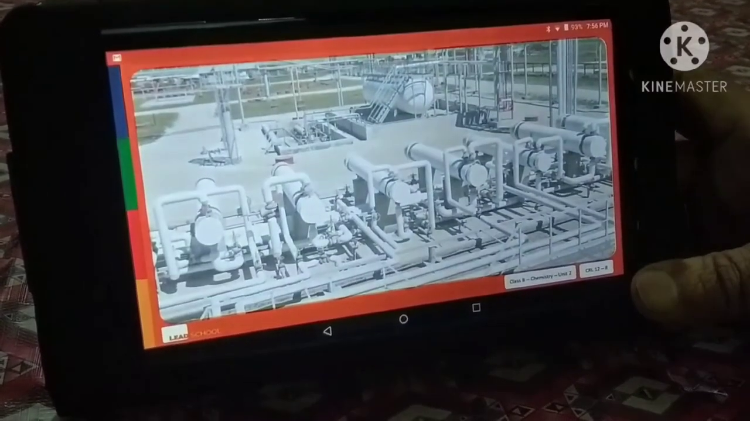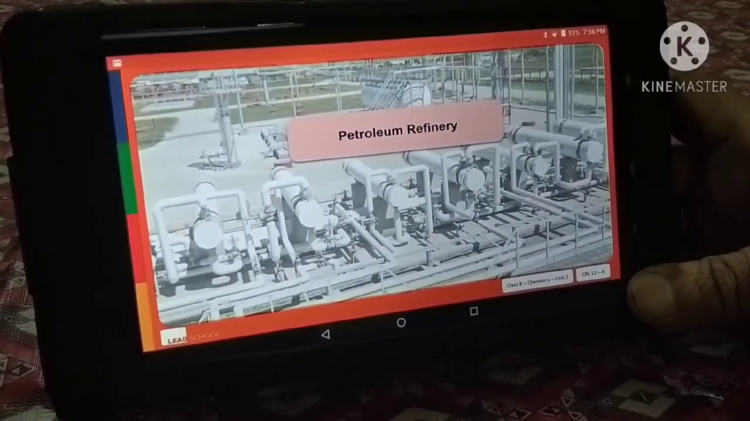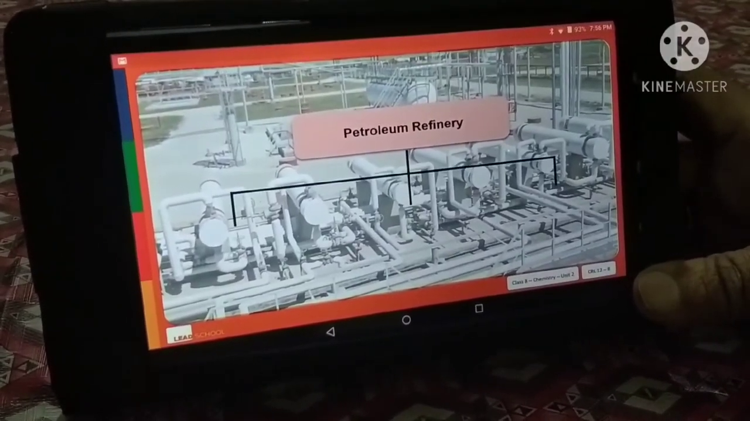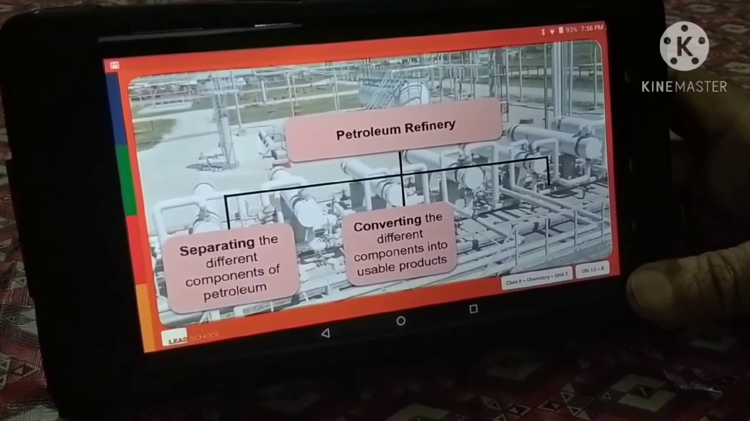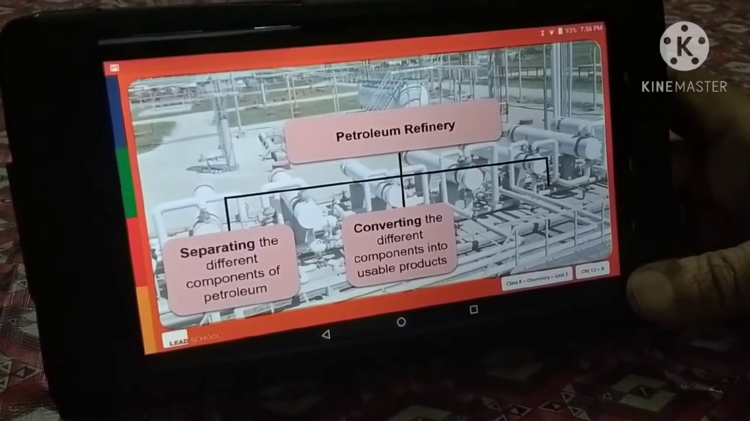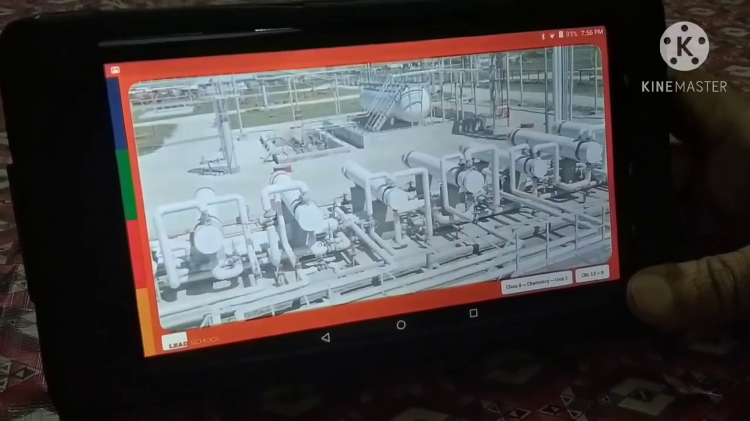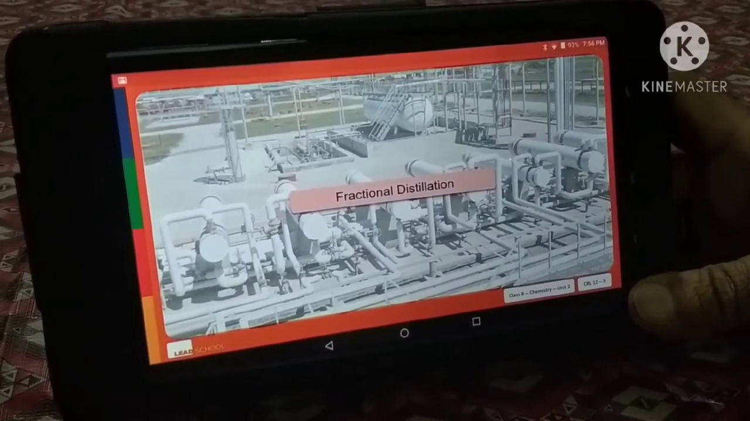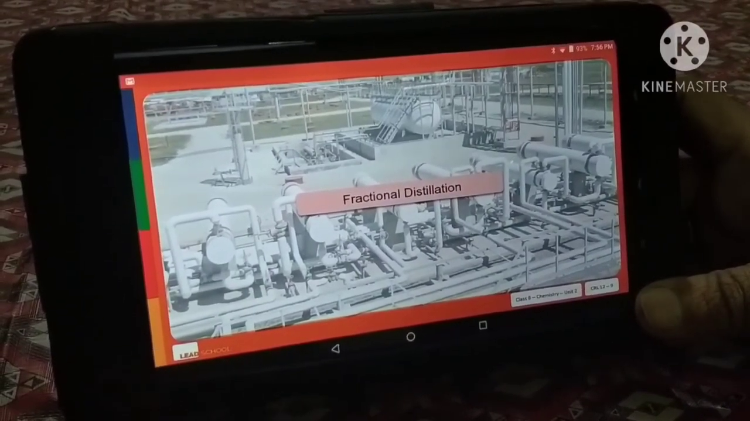The components of petroleum are separated at a place called a petroleum refinery. It involves three major steps: separating the different components of petroleum, converting the different components into usable products, and removing harmful toxins from the mixture. The constituents are separated through fractional distillation. Do you know what fractional distillation is?